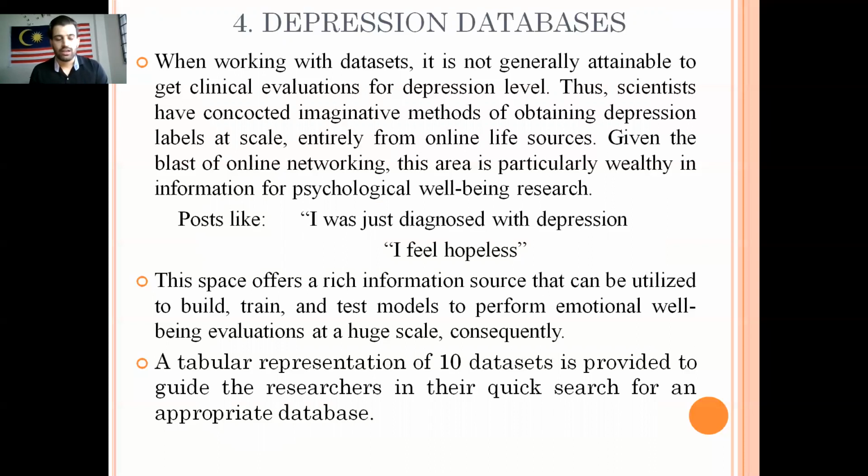For example, let me take an example from Twitter. We are posting different tweets on Twitter, or posting on our Facebook wall. We can get information about depression from that also, because what you are posting reflects your emotions. There were many research studies conducted on this. The posts from Twitter and Facebook were collected and annotated. For example, if we post something like I was just diagnosed with depression or I feel hopeless, these types of posts were gathered and taken as the information for building a text database.